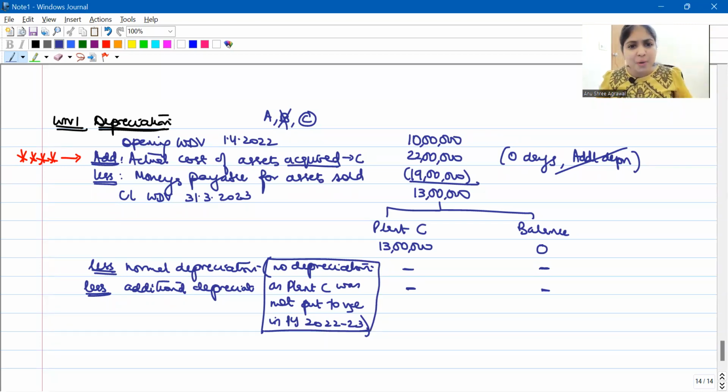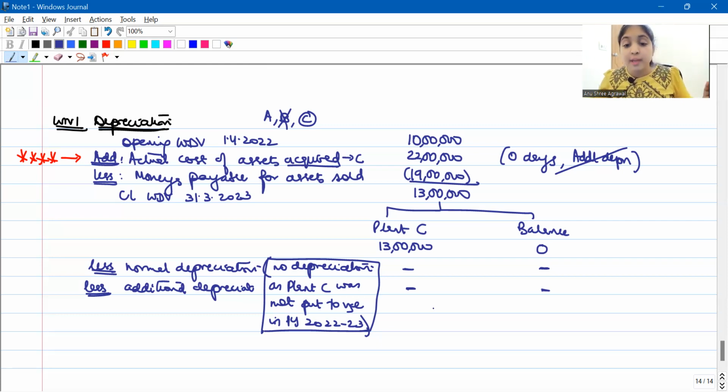Next year, do you have to think about 180 days? Tell me yes or no, everybody. Next year, do I have to check about 180 days? No, we check about 180 days only in the first year, only in the year of acquisition. Subsequent year, even if put to use for 1 day, I will still get full year's depreciation. Right, guys? I'll repeat again. Subsequent year, if it is put to use even for 1 day, I will get full year's depreciation. So next year, I don't have to bother about how many days I put it to use for. I put it to use for some days, I'll get full year's depreciation, full year's additional depreciation also in the next year.